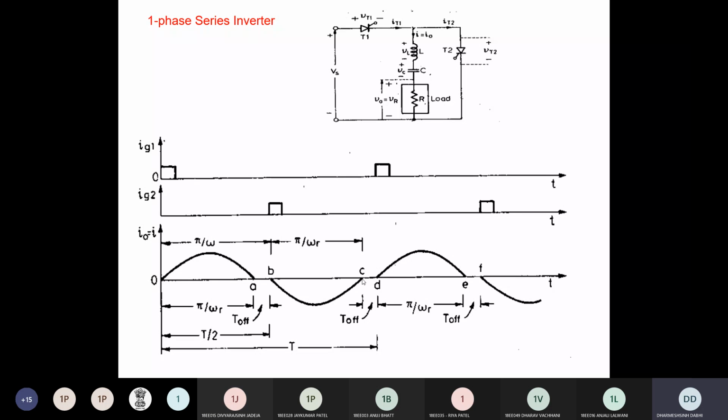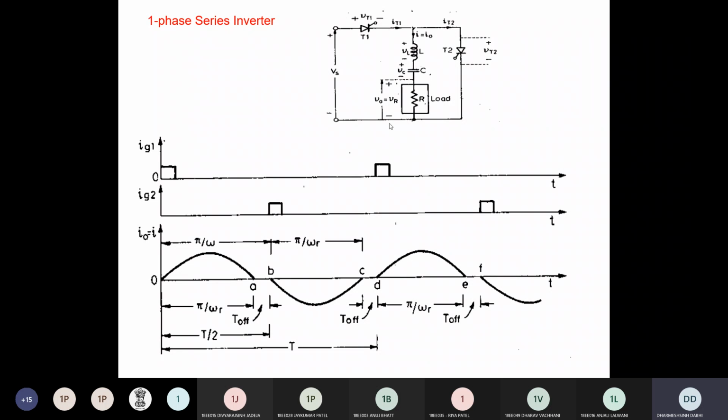And at instant C, what will happen? When it is completely discharged, the current flowing into this circuit becomes zero, so thyristor T2 is off. But it takes some time. Between C and D, thyristor T2 gets sufficient time to regain its forward blocking capacity. At instant D, you fire thyristor T1 again by applying IG1, so T1 is on and T2 is off.